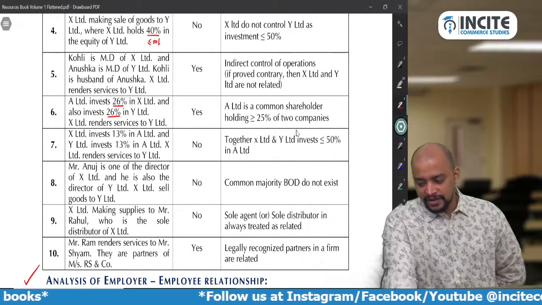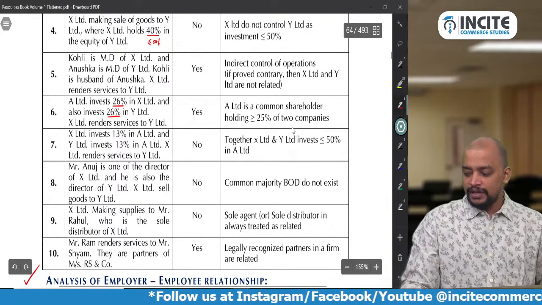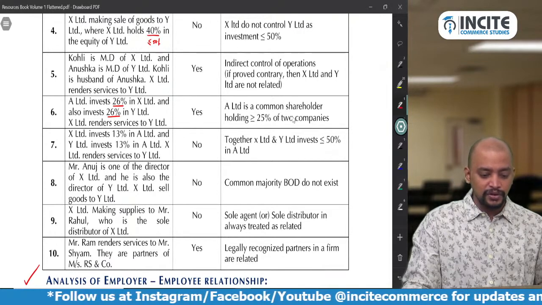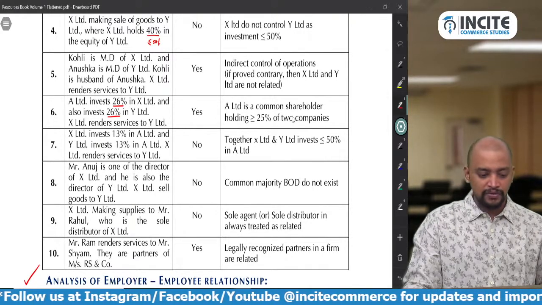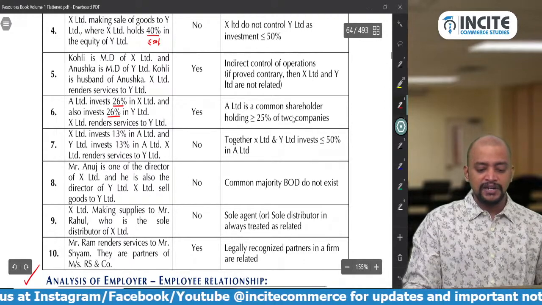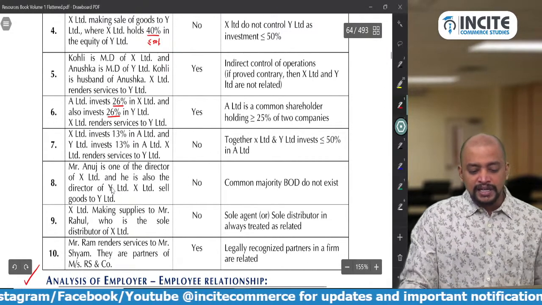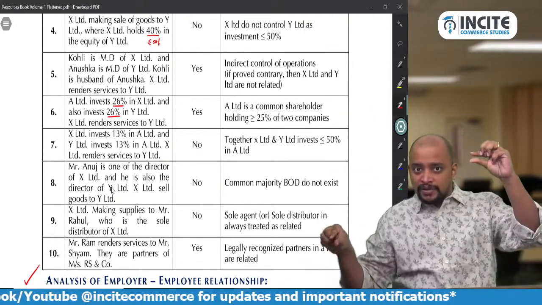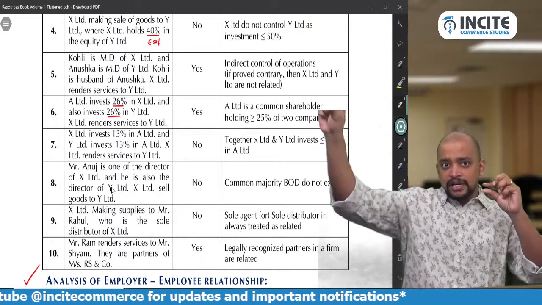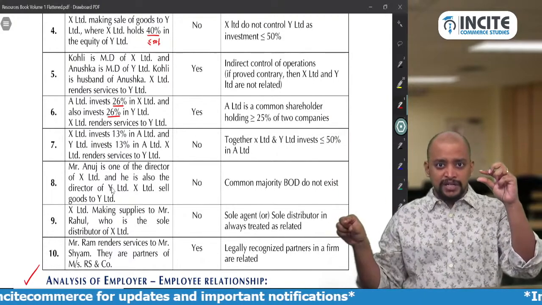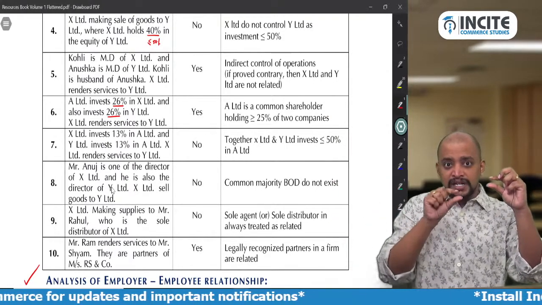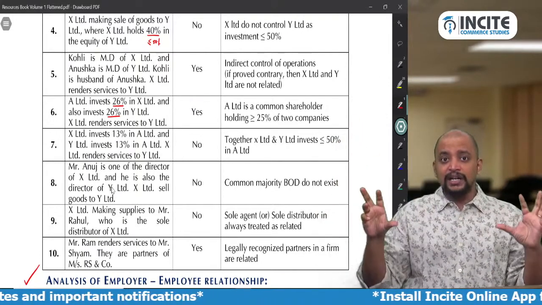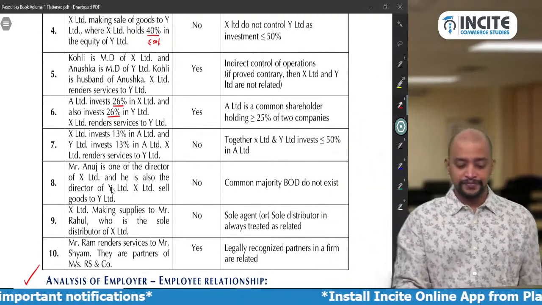Question number 6 and question number 7 are the same other than investment percentage, but why are the reasons different? No, not the same. Question number 6 is different, question number 7 is different. In question number 6, A Limited invests in X Limited, and A Limited invests in Y Limited. Whereas in question number 7, X Limited invests in A Limited, and Y Limited invests in A Limited. Completely different. Exactly mirror.